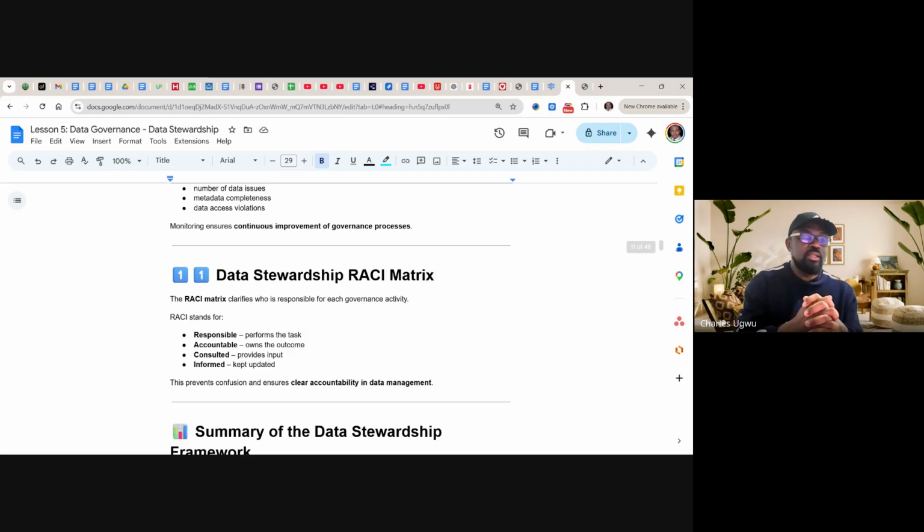There must be a RACI matrix. Responsible here means who performs the tasks. Everybody knows what they are performing. Accountable owns the outcome. We've talked about it. Consulted is who provides the input, and Informed is who is kept updated about what's going on within the health of our data.